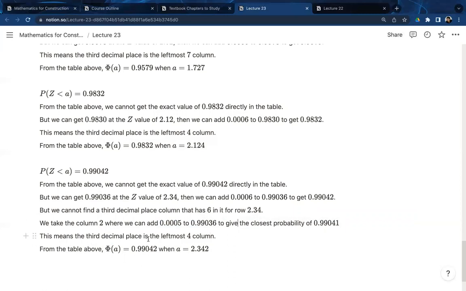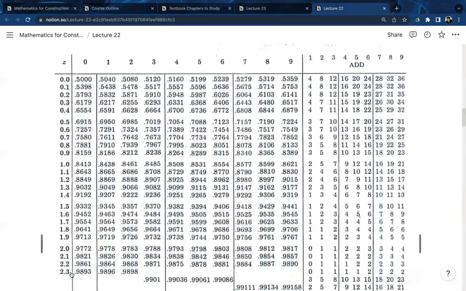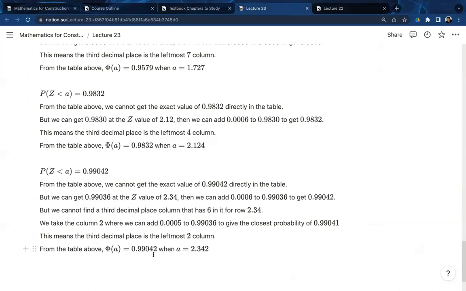So that means the third decimal place is in the 2 column, right? So you'll get 2.342. And again, this exact value, we get 99041. So 2.34, and then you add a 2, 5. So if you add 5 to 36, you'll get 99041. It's very close to 99042. So hope you all understand that.